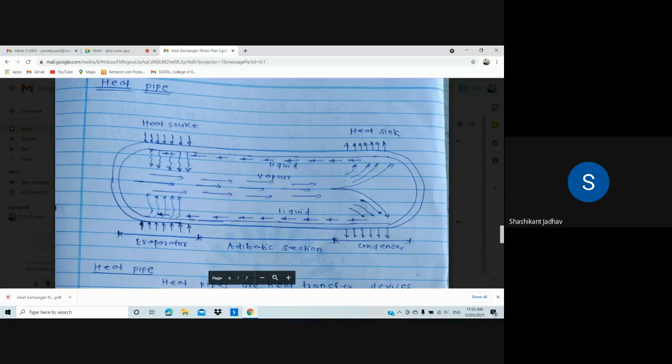Okay, so before going to unit number 5 we have to complete this point as a heat pipe. So what is meant by heat pipe? All of you draw this diagram first. All of you complete this diagram.